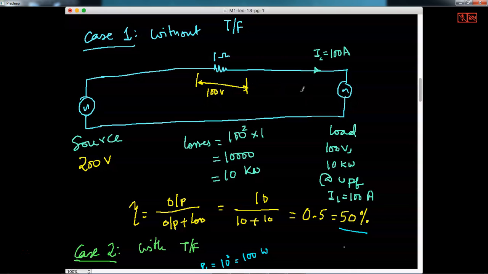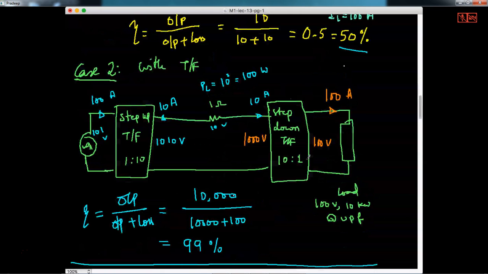Then in case 2, I am introducing two transformers. At the sending end, I am using a step-up transformer. At the receiving end, I am using a step-down transformer. So the voltage is stepped up, and then the current is reduced, and therefore power losses are reduced. At the receiving end, voltage is stepped down again. As far as the load is concerned, it is exactly the same: a 10 kilowatt load at 100 volts.